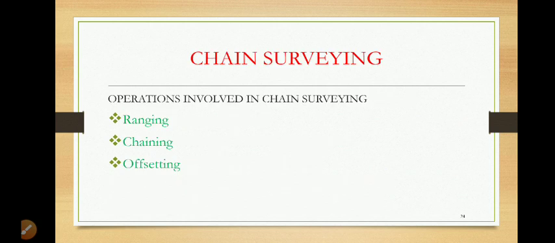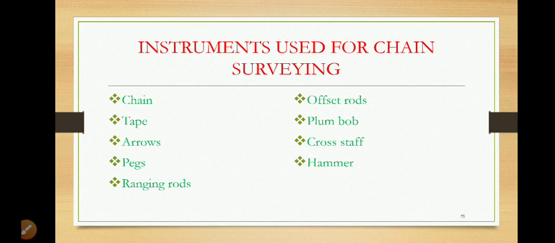Next, chain survey. These are the three major operations involved in chain surveying: ranging, chaining and offsetting. The instruments used for chain survey are chain, tape, arrows, pegs, ranging rod, offset rod, plumb bob, cross staff, hammer, etc. That's all.